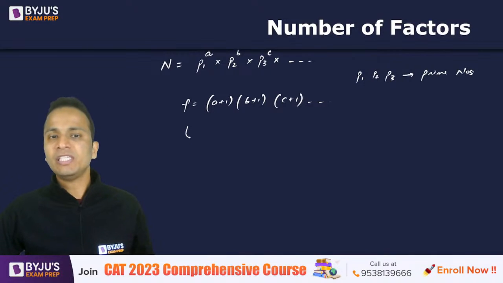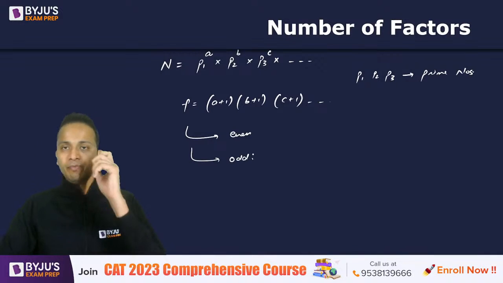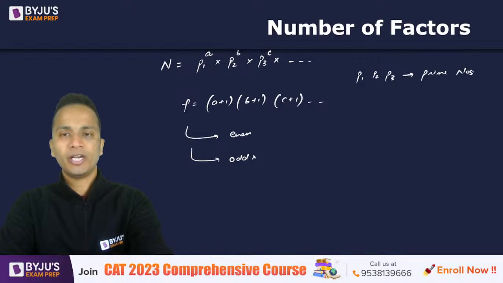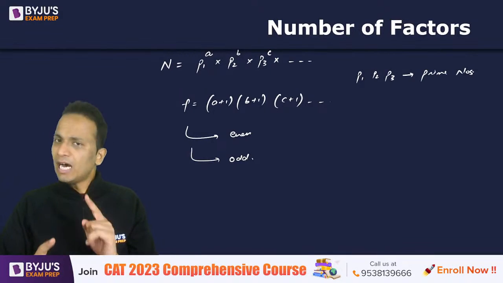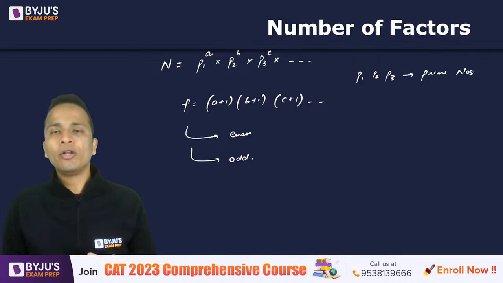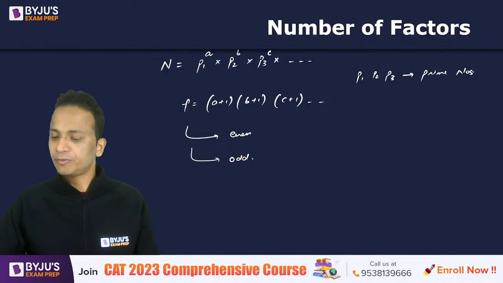Also, we have seen that the number of factors can be an even number, it can be an odd number, right? Okay, so this is the first formula. Now, let's move on and look at the next formulas and the next concepts.